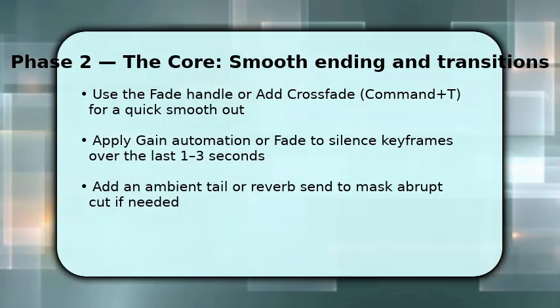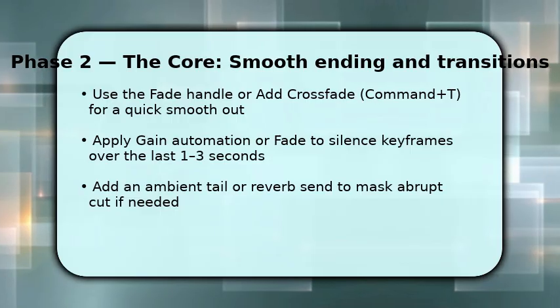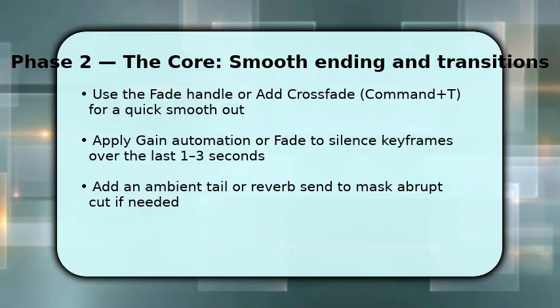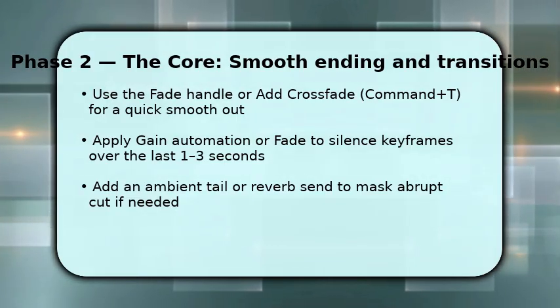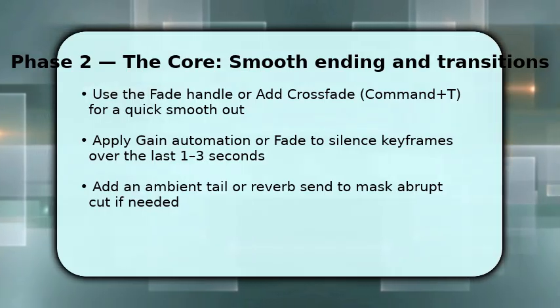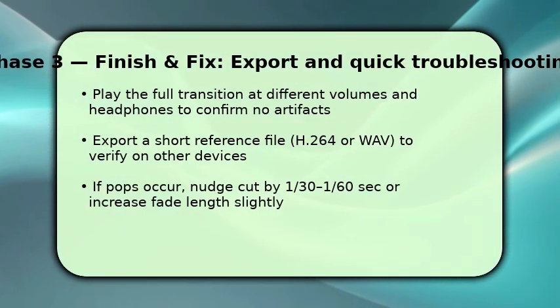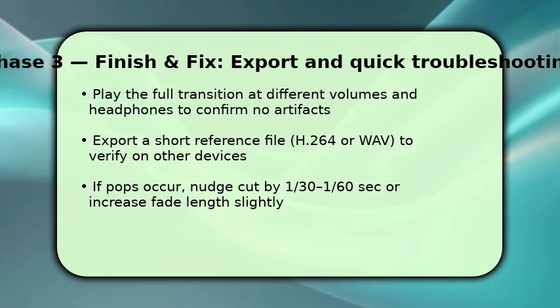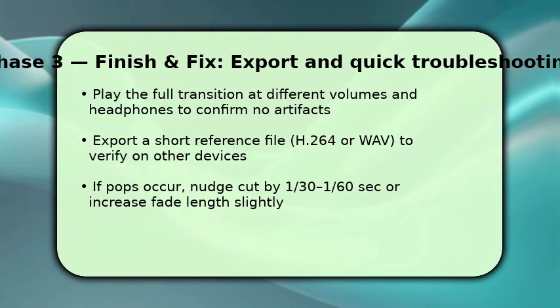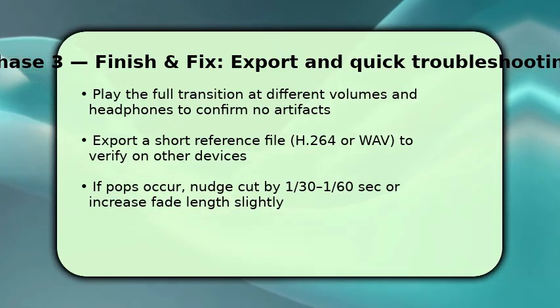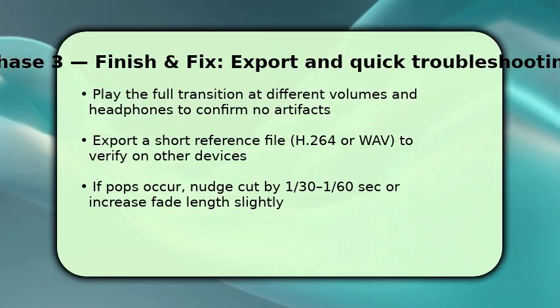Once done, check the tail for room tone and, if necessary, add a subtle reverb or ambient loop to mask the cut. Make sure to monitor levels so dialogue or music doesn't clip. Finish by previewing the edit in context, playing from 2-3 seconds before the cut, and listening through different systems. Export a short reference file to confirm the ending behaves outside Final Cut Pro.